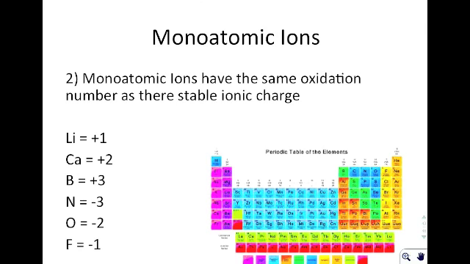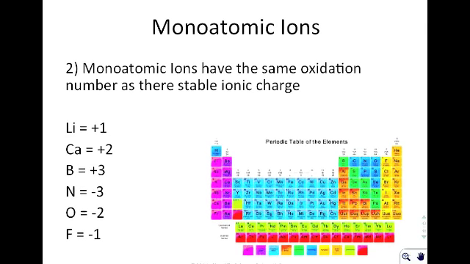Next, you have monatomic ions. Monatomic ions have the same oxidation number as their most stable ionic charge. So lithium is always +1, calcium is always +2, boron is always +3, nitrogen, oxygen, fluorine, etc.